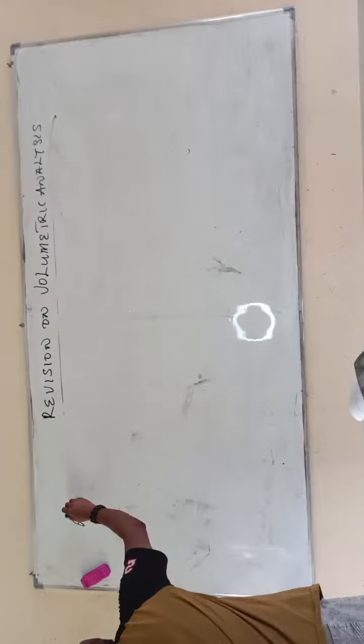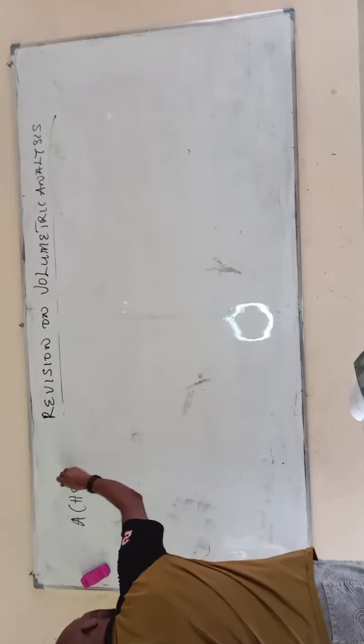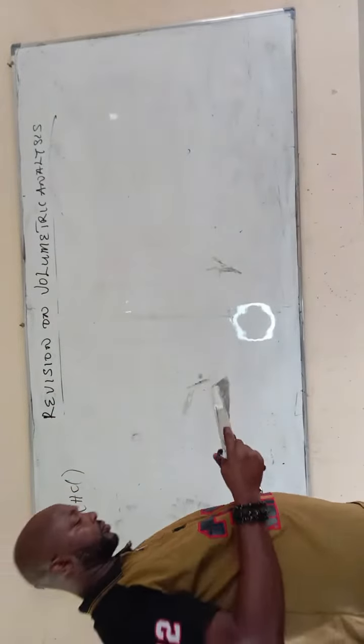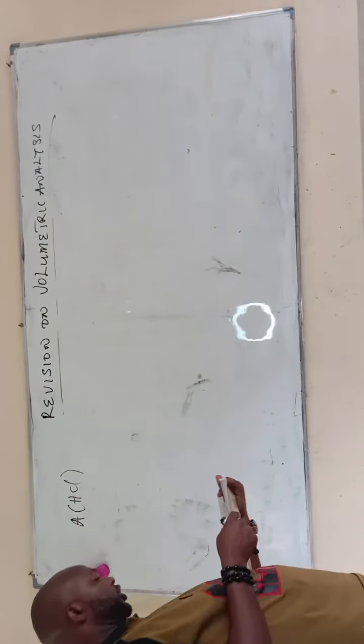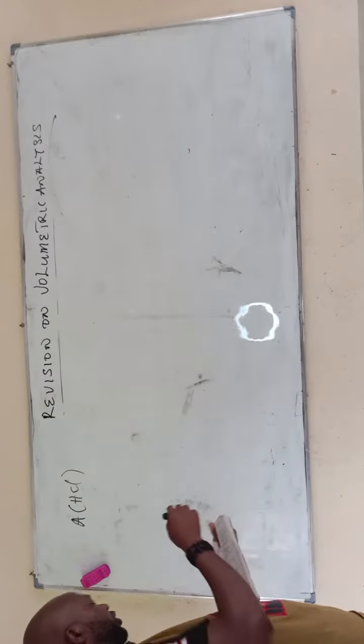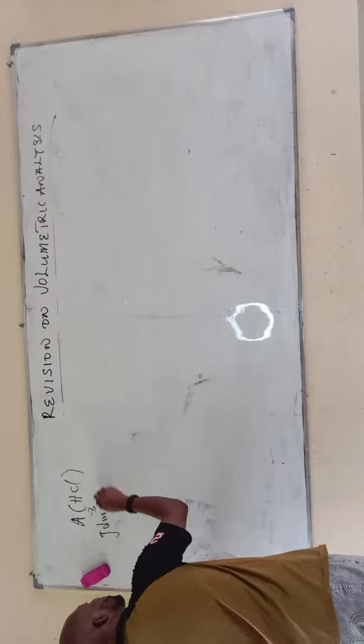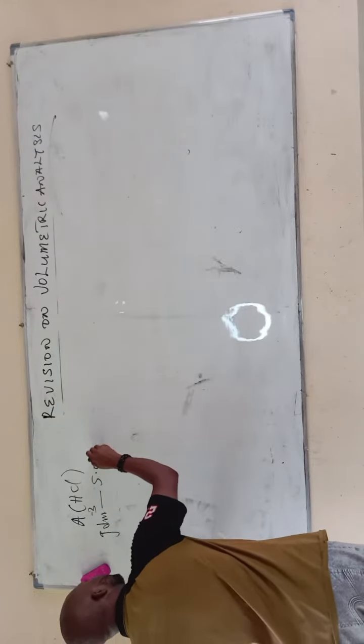A is, let's say, HCl. All right, let's take it. A is a solution of HCl containing 5.0 g/dm³. So the concentration of the acid, hydrochloric acid, is 5.00 g/dm³.